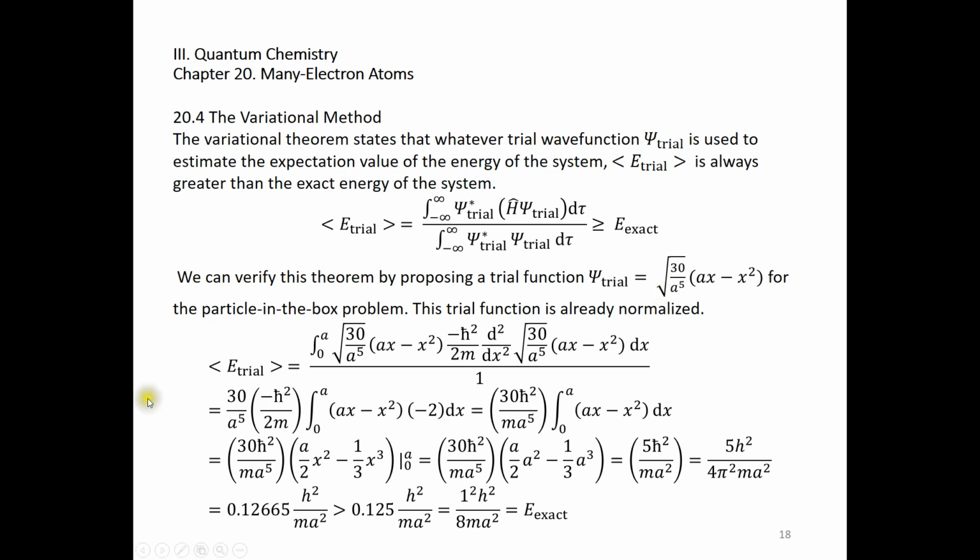Now over here, there's also an example. We propose a trial function. In the end, we see this trial function has a trial energy higher than the exact energy.